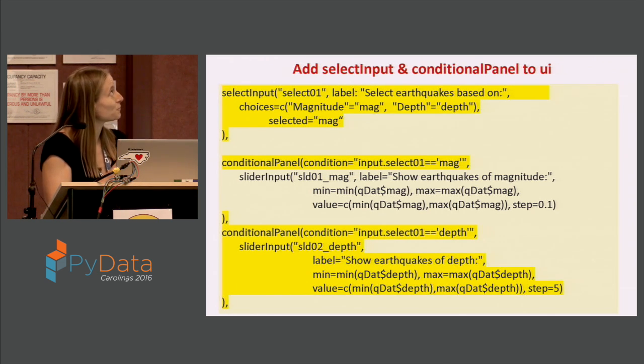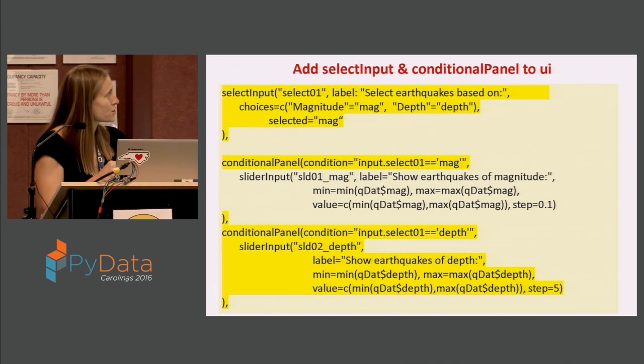The select input, call it select 1. It's going to be "select earthquakes based on", and we give people a choice: either select them based on the magnitude value or a depth value. And for default, we'd select magnitude. Put a comma, because that's the end of that argument inside the sidebar panel.